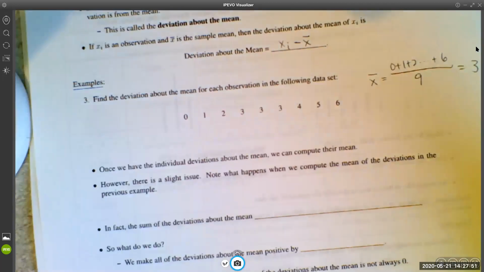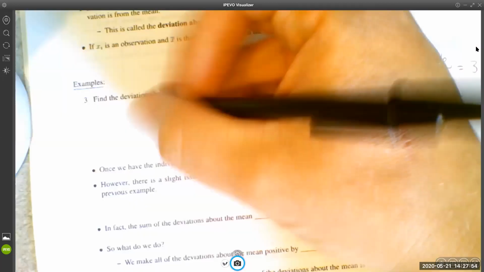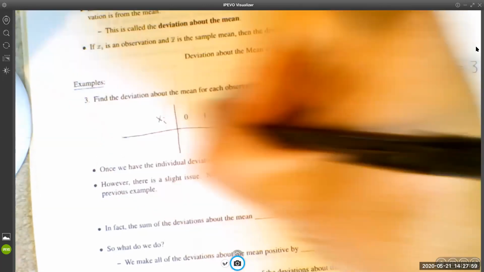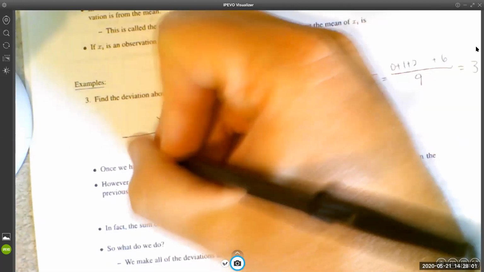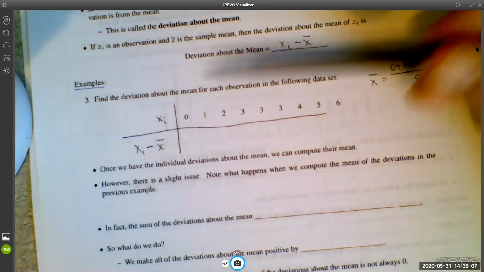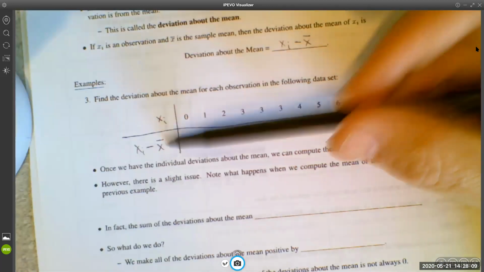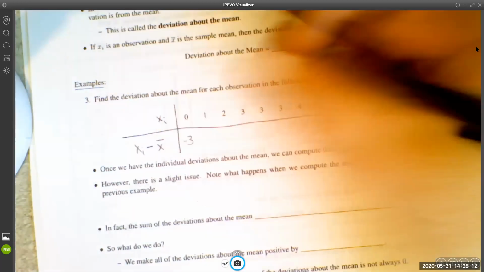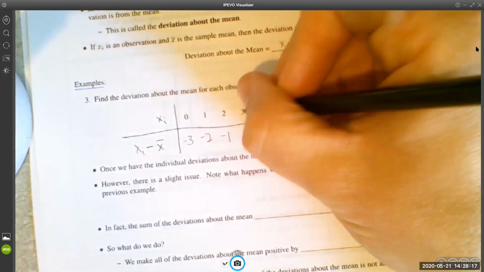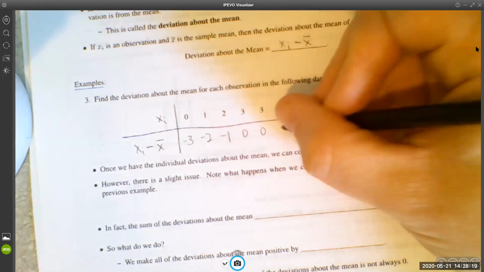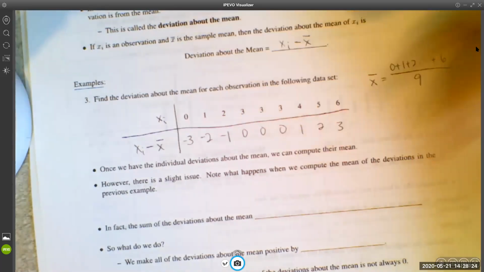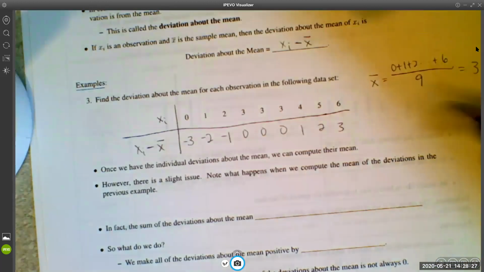So now if we want to find the deviations about the mean, these are our observations. This is the data. The deviations about the mean would be xi minus x bar. So if I do 0 minus the mean, 0 minus 3, that would be negative 3. If I do 1 minus 3, that would be negative 2. 2 minus 3 is negative 1. 3 minus 3 is 0, 0, 0. 4 minus 3, 5 minus 3, 6 minus 3. So those are all the individual deviations about the mean.